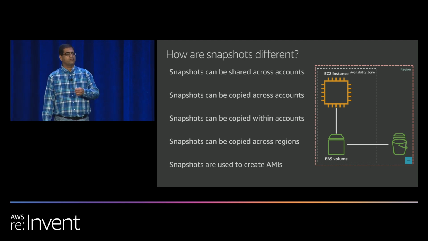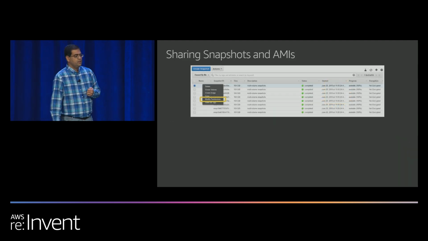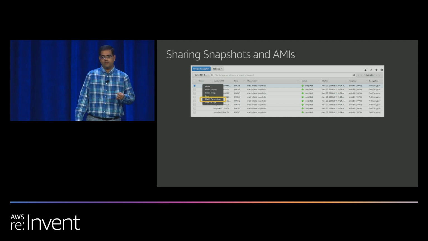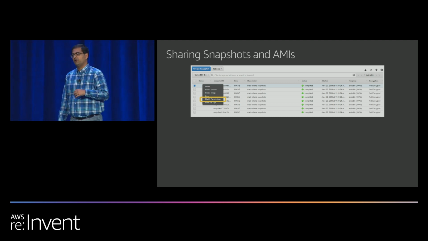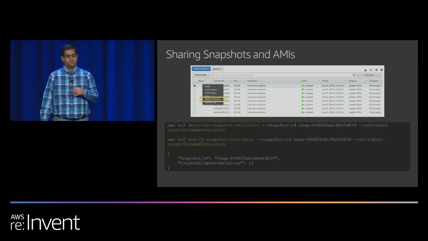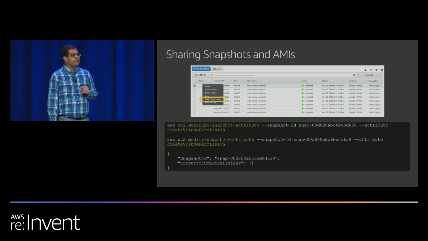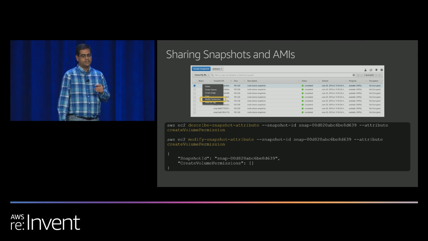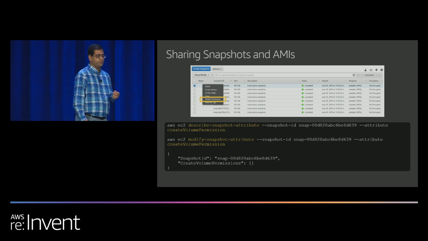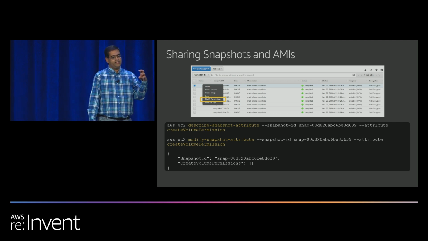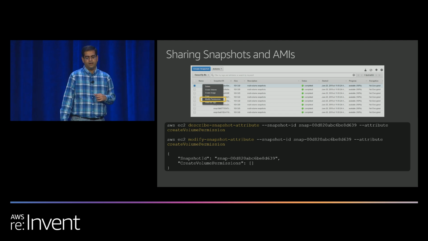So let's look at sharing of snapshots. When sharing snapshots, you can go to the Modify Permissions tab as you think about the Create Snapshots console. Or if you like CLIs, here's the CLI command to do it. You can describe the snapshot attribute and create a volume permission. The permission tab there is actually for sharing it publicly, and I'll go into that a little bit later.